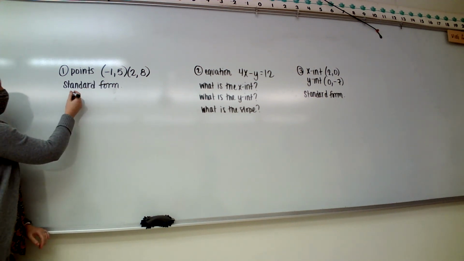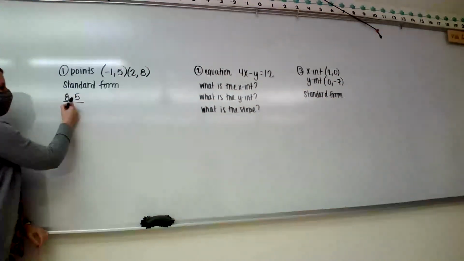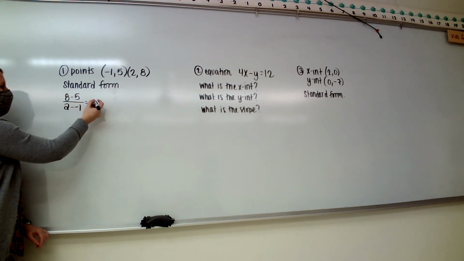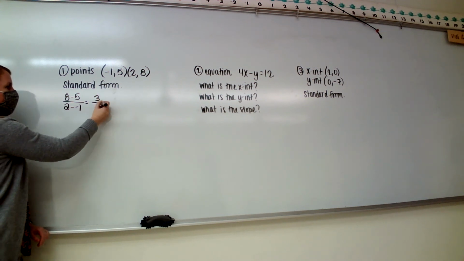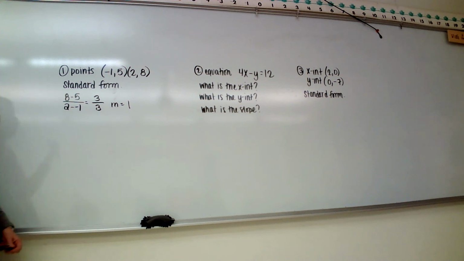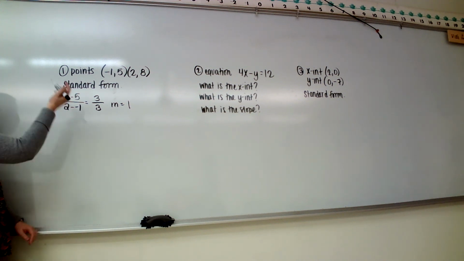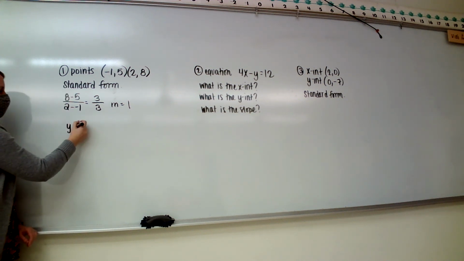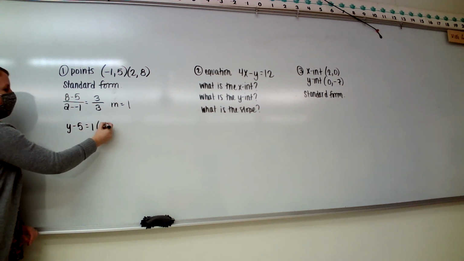So first I'm gonna do is find the slope. So 8 minus 5 over 2 minus -1. That will give me 3 over 3 for a slope of 1. You can decide what form. I'm just gonna use point slope because why not? It's right there. I'm gonna use the first point. Y minus 5 equals 1 parentheses x plus 1.